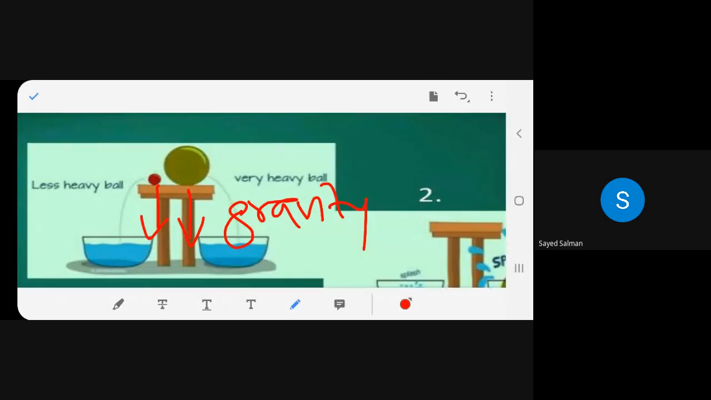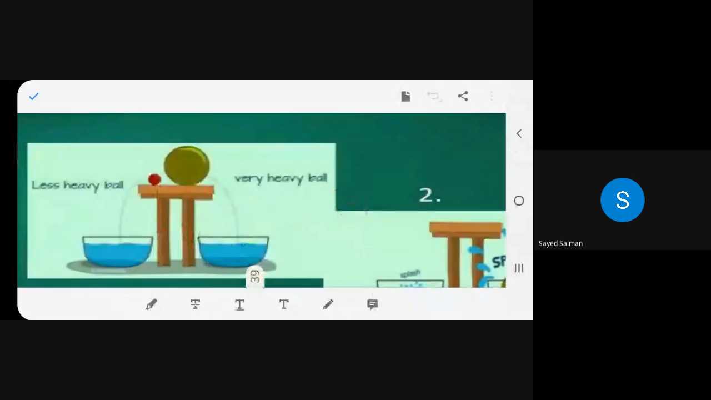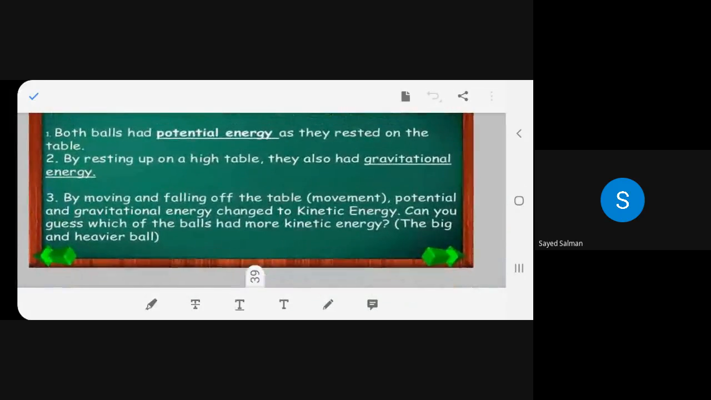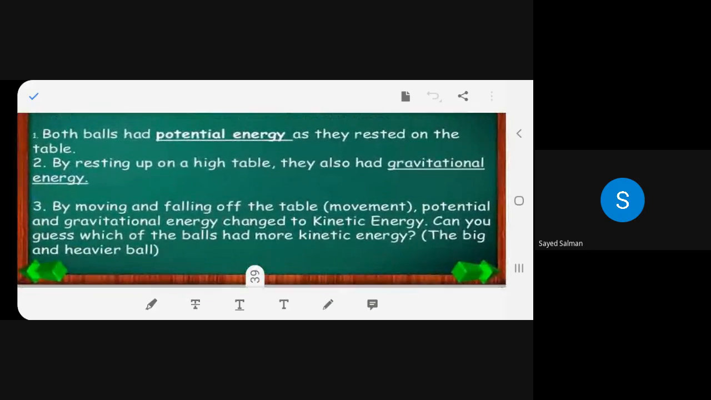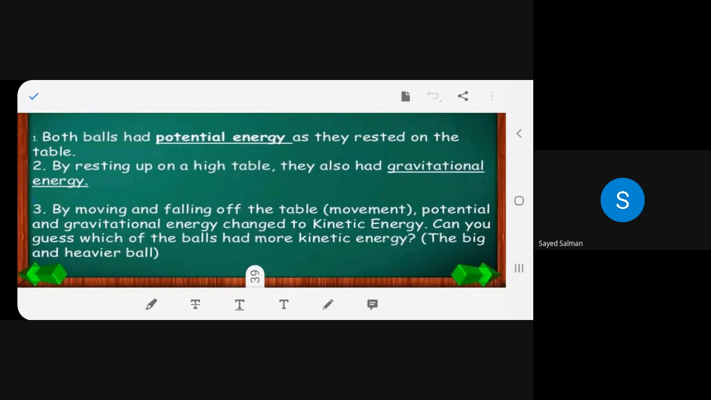Yes. Do you agree with me, beta? Yes. Now the third. That's why we are going one by one. So things become easy. Which is the third one, beta?